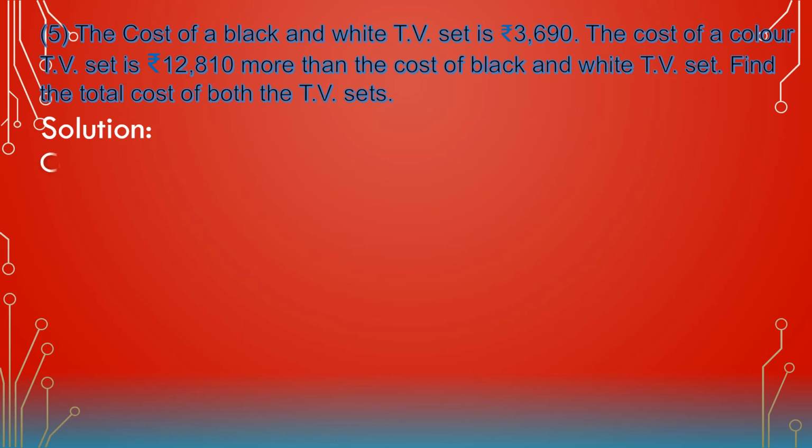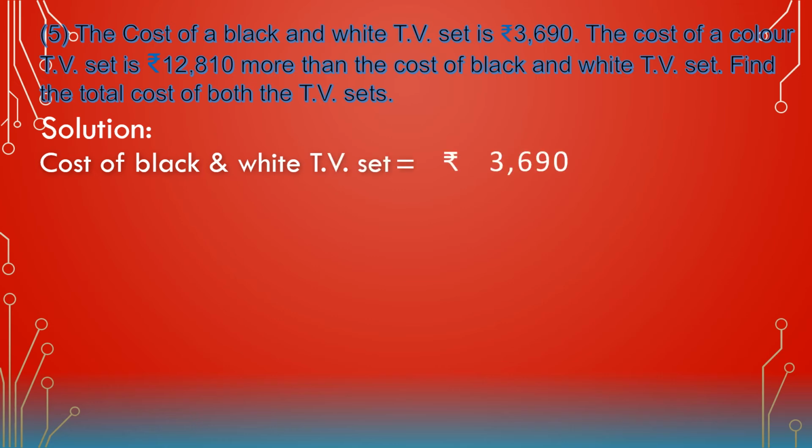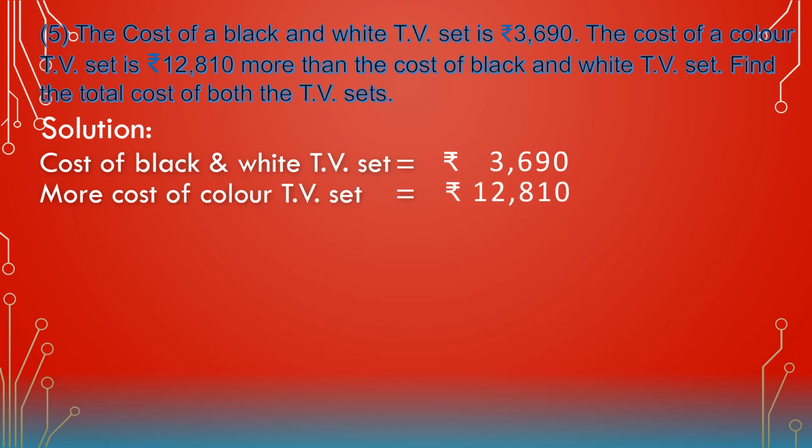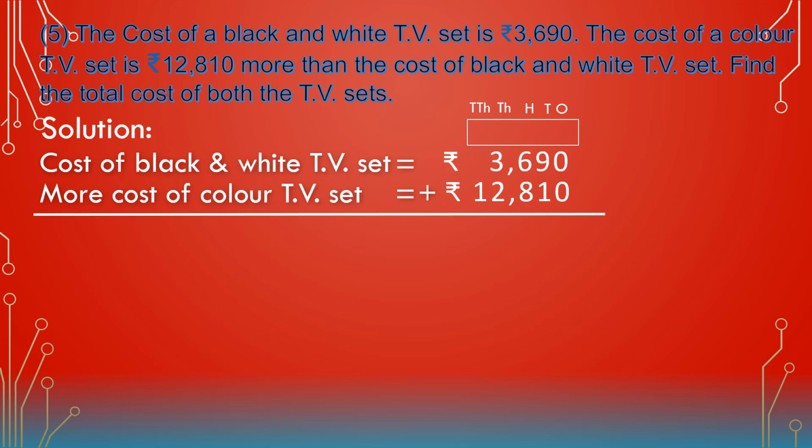So the first statement is cost of black and white TV set is equal to rupees 3690 and the second statement is more cost of color TV set is equal to rupees 12,810. Then write all the places and draw a carry-on box. Now arrange the numbers according to their place value and then add column wise. So first we will write the plus symbol and draw a line so our answer can go below it. So cost of color TV set is equal to, do the addition, we get rupees 16,500.